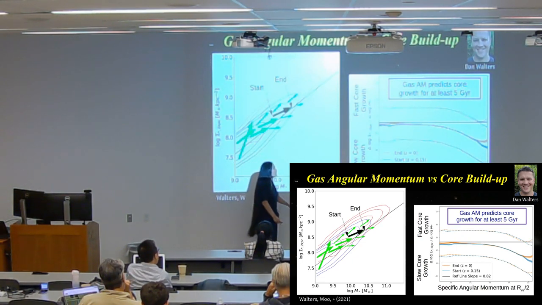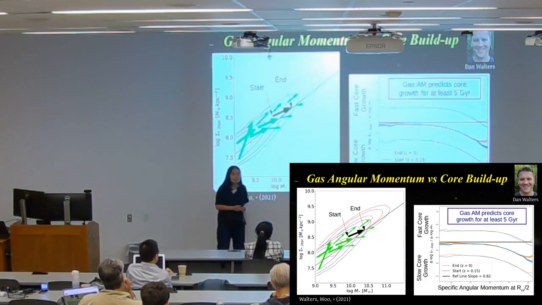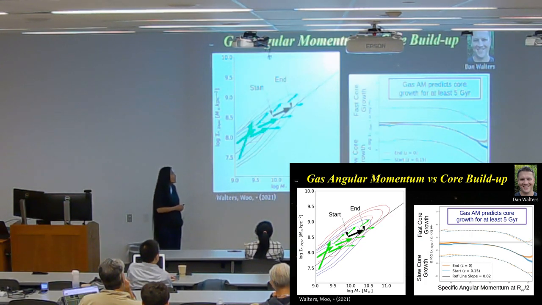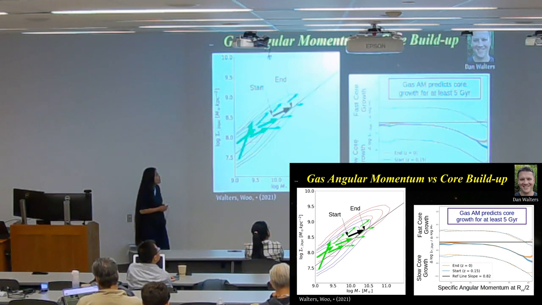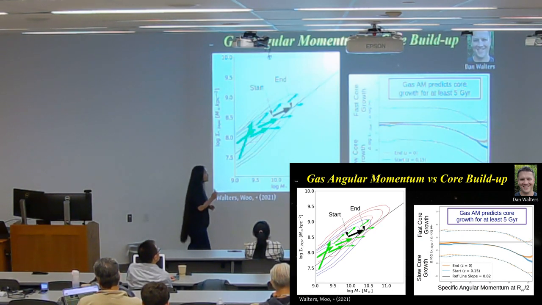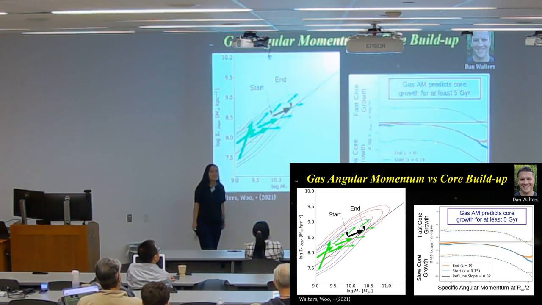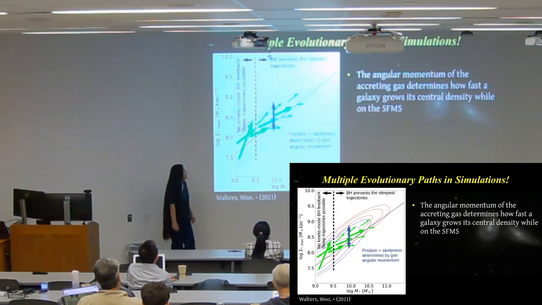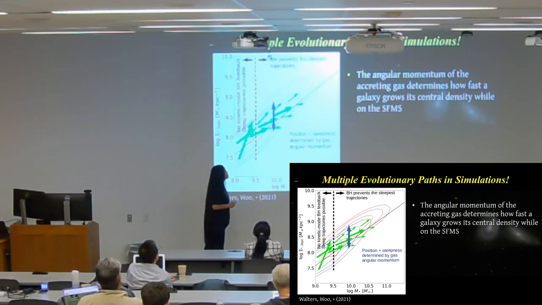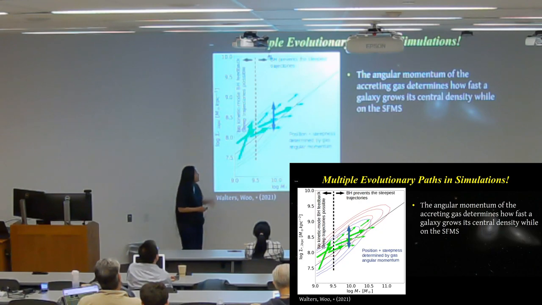Okay? But if you had lower specific angular momentum accreting at half R-vir into your halo, then you tend to have faster core growth. So that was one major result from this paper, that the gas angular momentum predicts core growth for at least the last 5 gigayears. Okay, so the angular momentum determines the slope. The angular momentum of your accreting gas determines the slope of your trajectory on this plot.